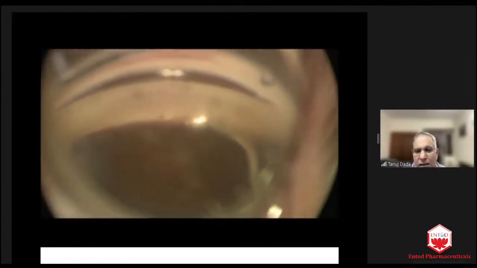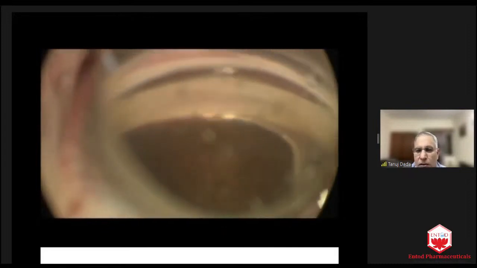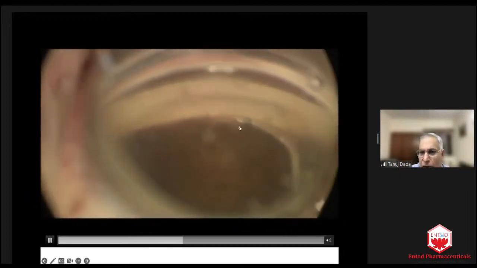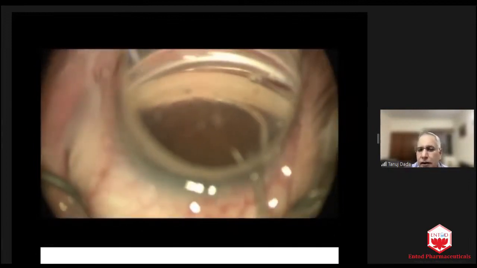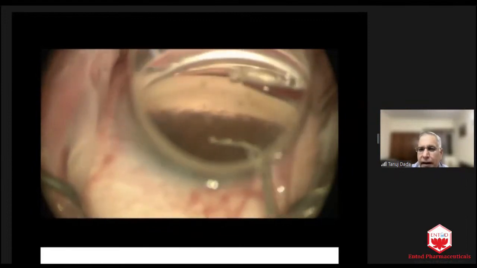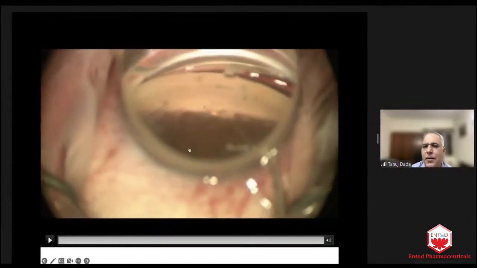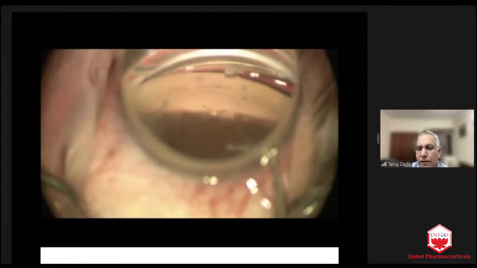I told you, in the next 5 years you will see a lot of MIGS, minimally invasive glaucoma surgery. This is called an intracanalicular stent, so there is stenting of Schlemm's canal. Under gonioscopy visualization, you incise the trabecular meshwork and put in this implant to dilate Schlemm's canal. This is called the Hydrus intracanalicular stent. Okay, so I have shown you diagnostic gonioscopy; you require interventional gonioscopy for all these procedures.